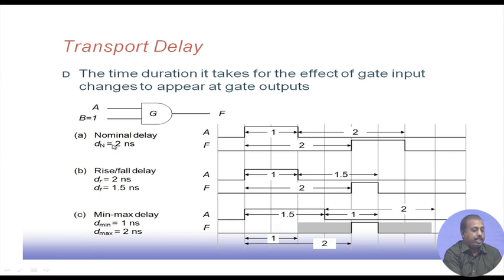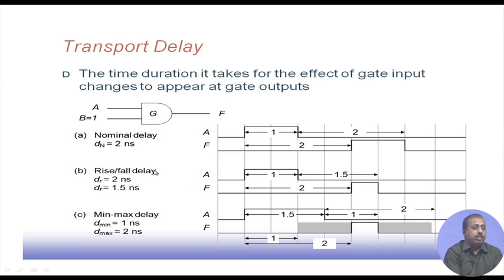Now, there may be rise and fall delays separately. The rise delay may be 2 nanoseconds and the fall delay may be 1.5 nanoseconds. In that case, for the rising event to get reflected onto the output, it takes 2 nanoseconds. This falling event takes 1.5 nanoseconds to get reflected. So it is like this.